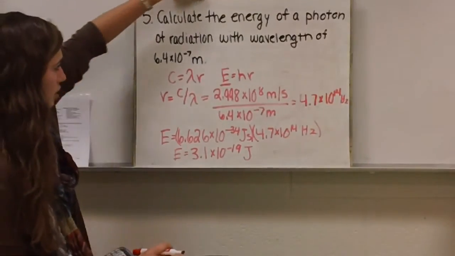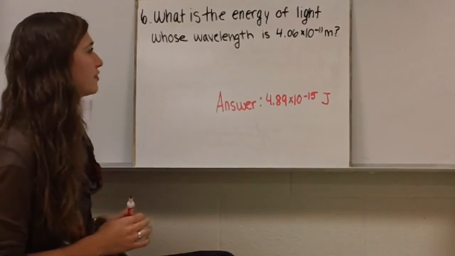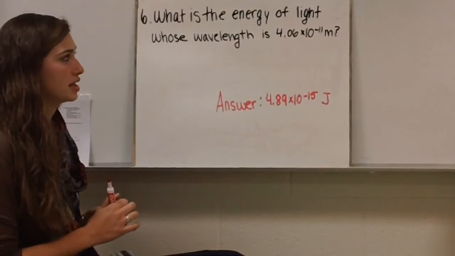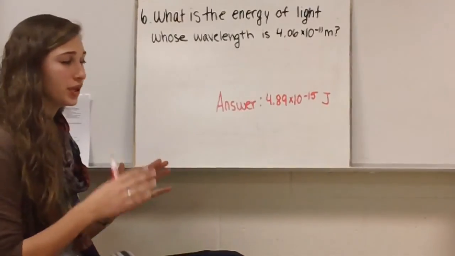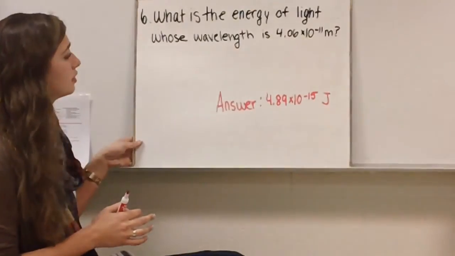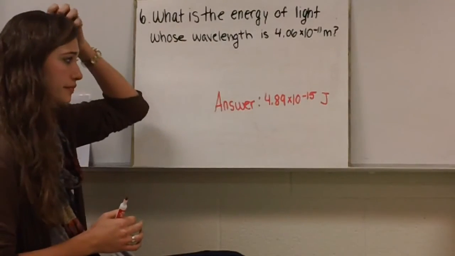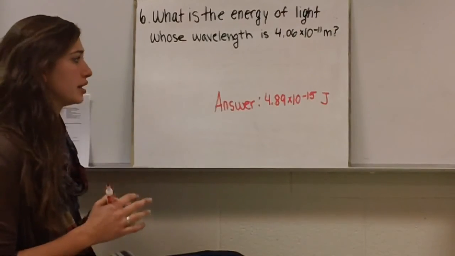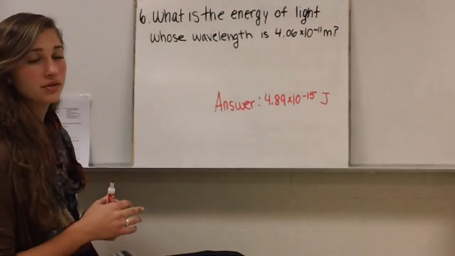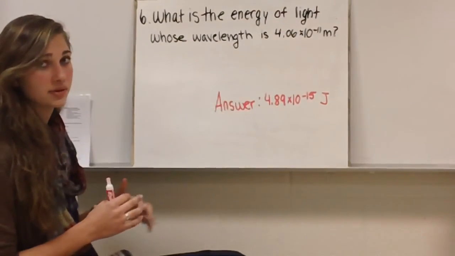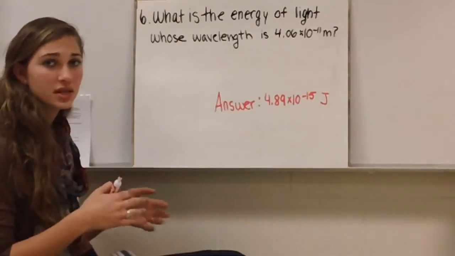So let's try this next one on your own. What is the energy of light whose wavelength is 4.06 times 10 to the negative 11 meters? Remember, for this you're going to have to use both equations, manipulate it so that you can get enough information in order to plug into your energy equation to get the answer. So the answer that I got here was 4.89 times 10 to the negative 15 joules. Make sure you get that. If you don't, try it again, maybe another time because this is a little bit more complicated. Then if you don't understand it still, bring questions in and we can go over it in class.